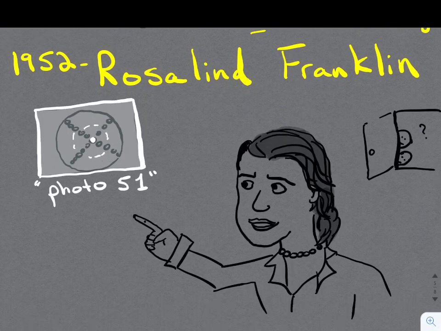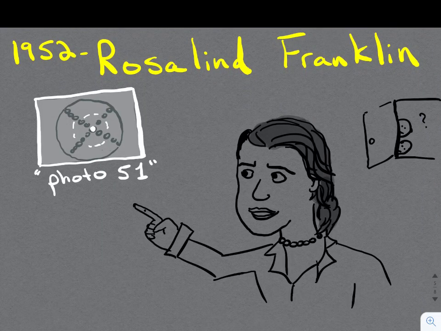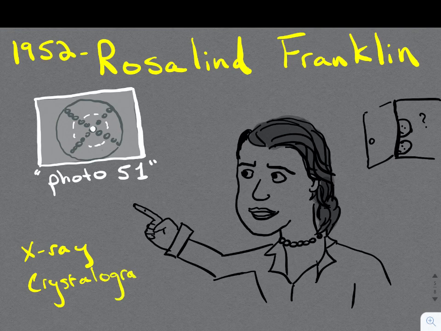Here are some of those people. So in 1952, a couple of years after Chargaff, there was a woman named Rosalind Franklin. And Rosalind Franklin's work was vital for understanding the structure of DNA. She did this technique known as X-ray crystallography, where she took images of very small things. And she has this famous photo known as Photo 51.